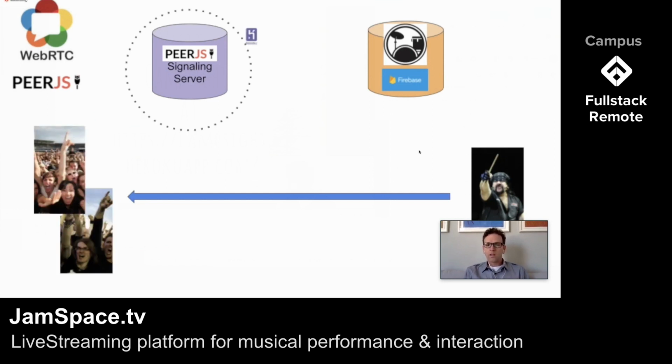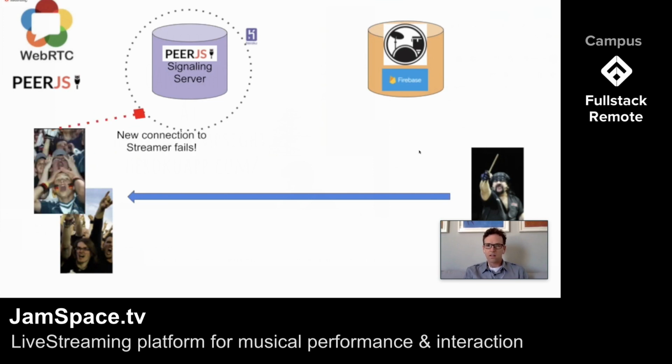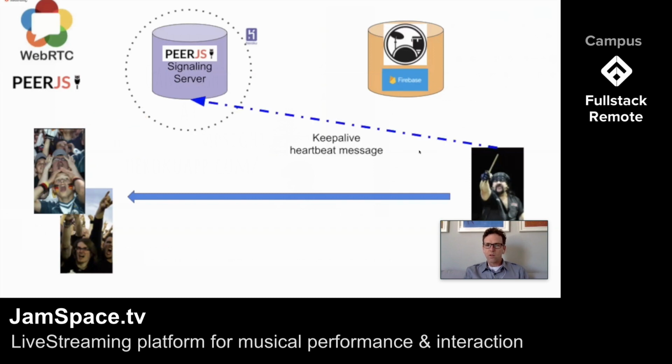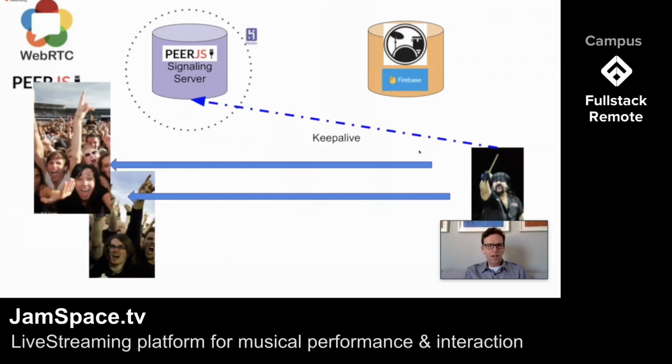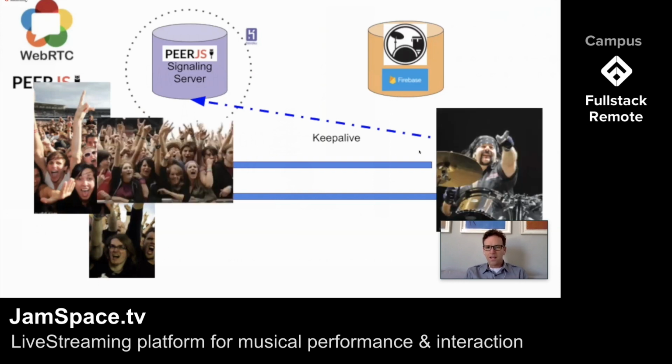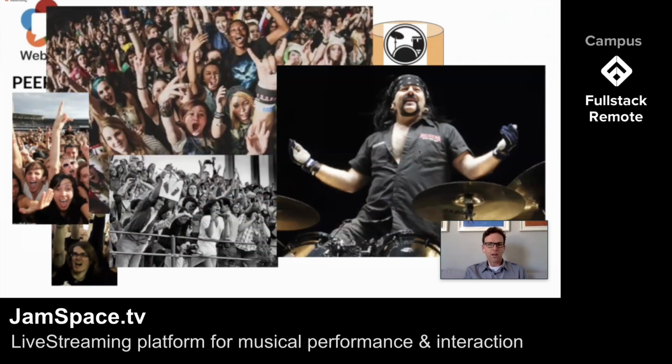One hurdle we ran into was that Heroku router timeouts meant that new viewers would have issues connecting to a streamer after 60 seconds. We generated Keep Alive scripts to persist streamer connections, and now we can keep the jam going all night long. Now I'll hand it to Dan to get into how we use Firebase.